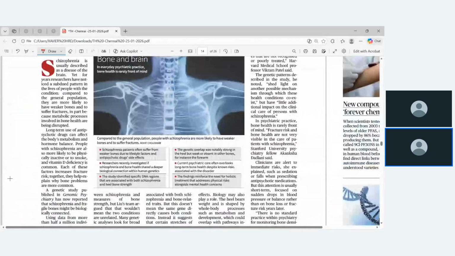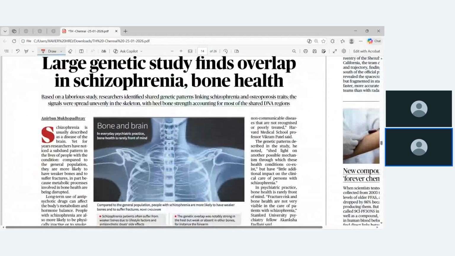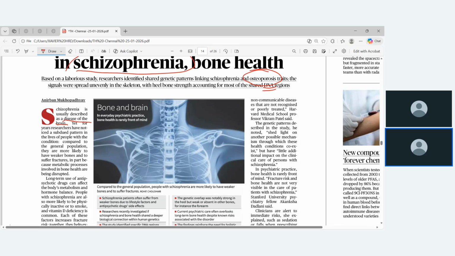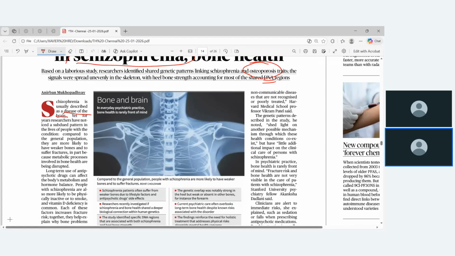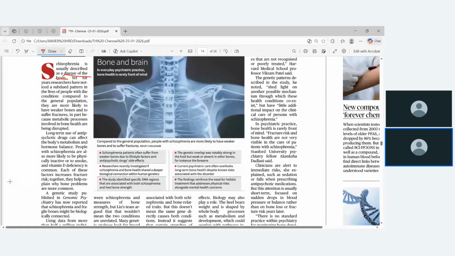A large genetic study finds an overlap with schizophrenia, which is a disease of the brain. From a preliminary point of view, some points are important: how schizophrenia is linked with osteoporosis, and how DNA impact means those who have it, their generation will also get such kind of disease. Okay, this is the discussion here, but no need to go in depth.